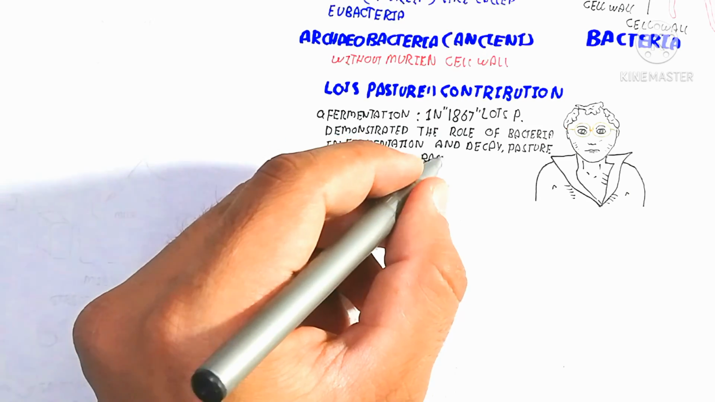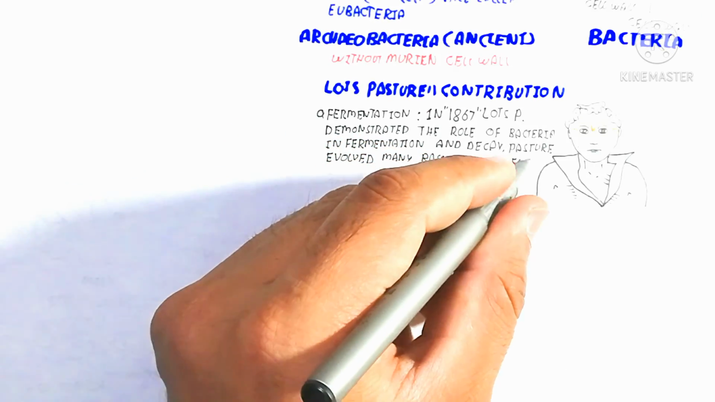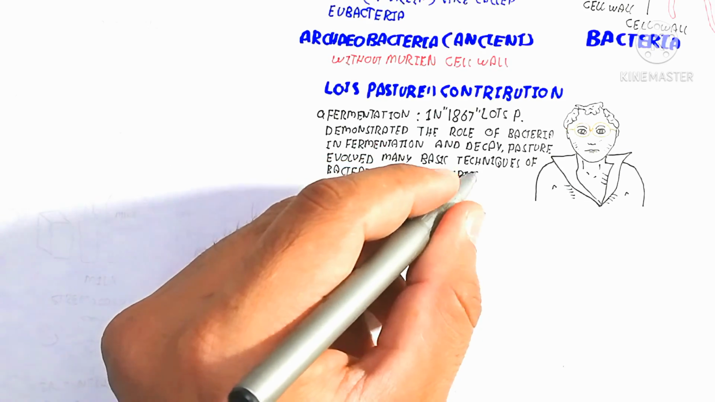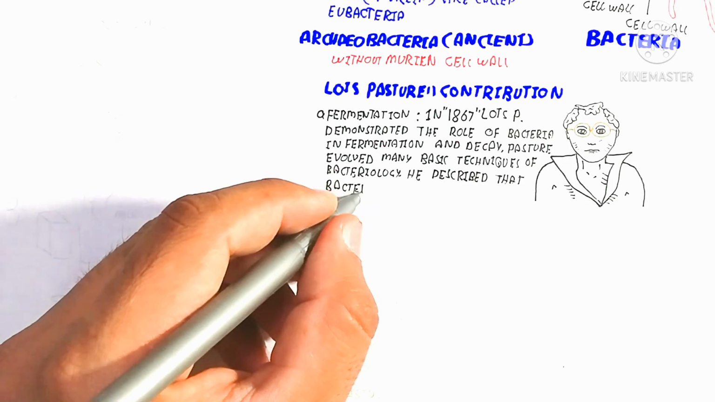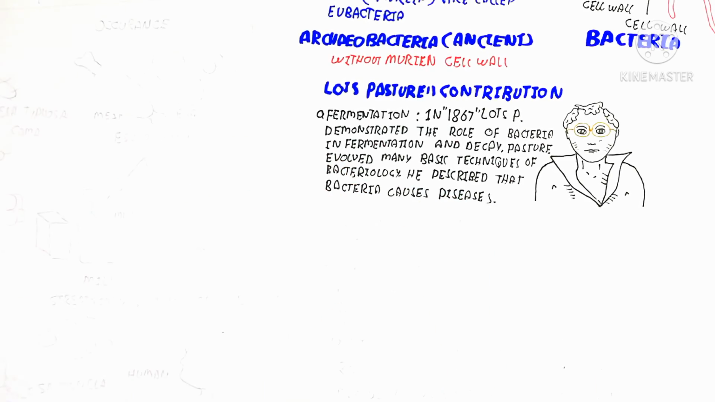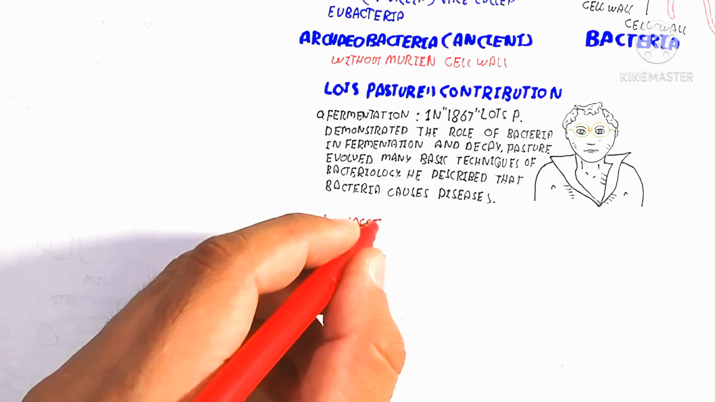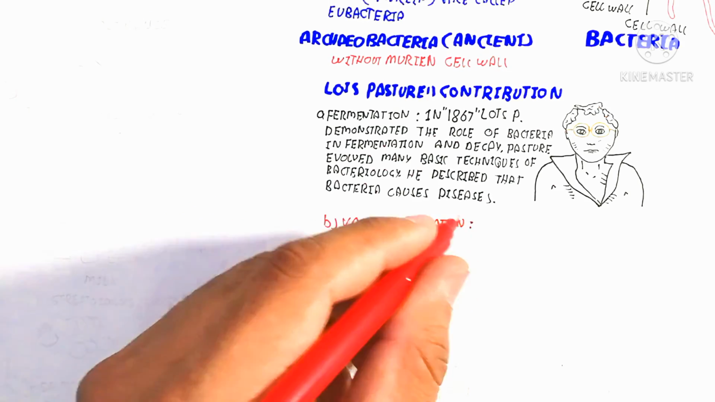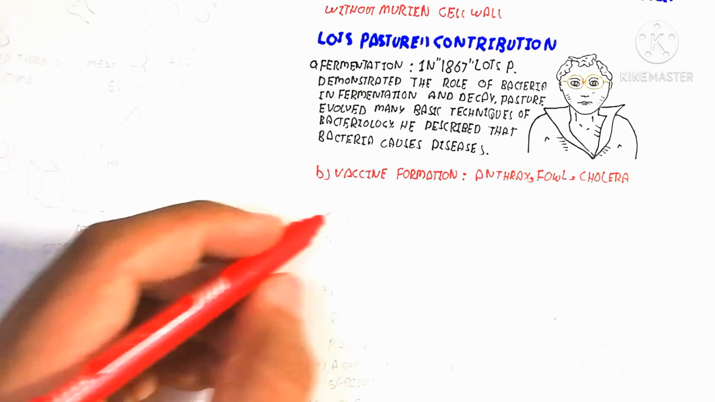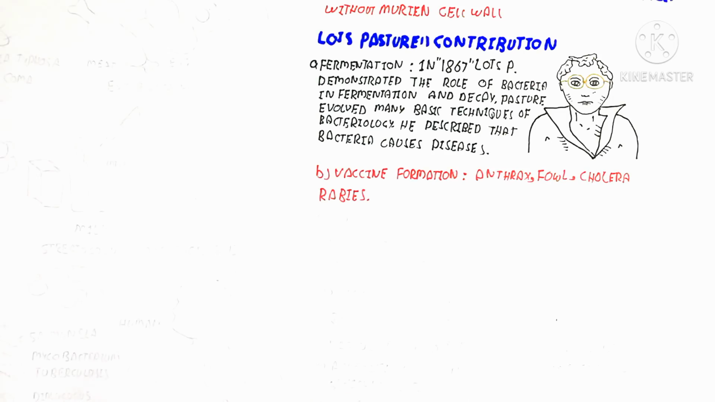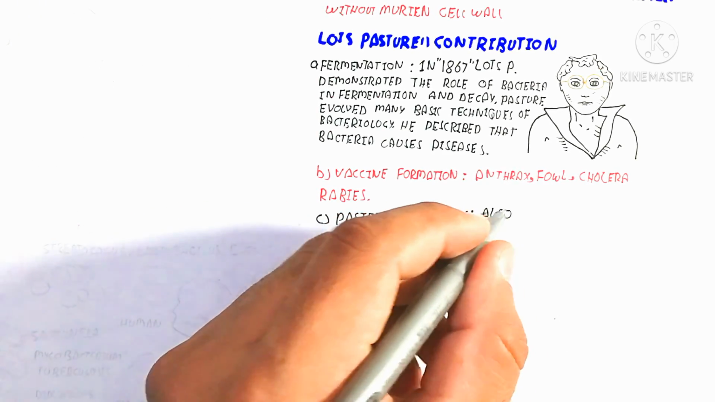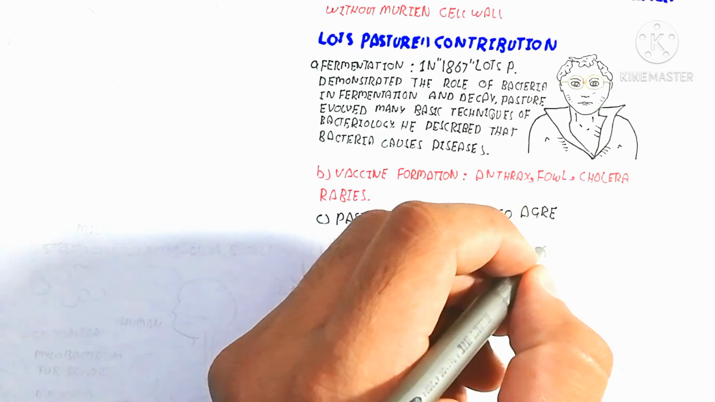Pasteur evolved many basic techniques of bacteriology. He described that bacteria cause disease. The second thing we will discuss is vaccine formation. The vaccines for anthrax, fowl cholera and rabies, infections caused by bacteria, were produced by Louis Pasteur, and he is famous for that. Pasteurization is another step introduced by Louis Pasteur, a great development.